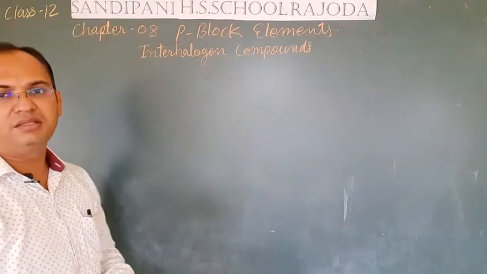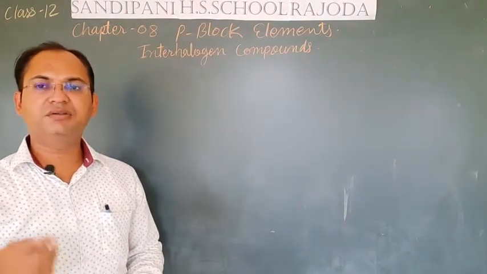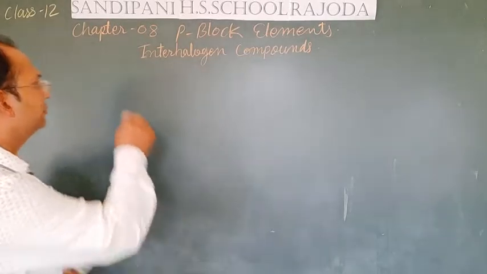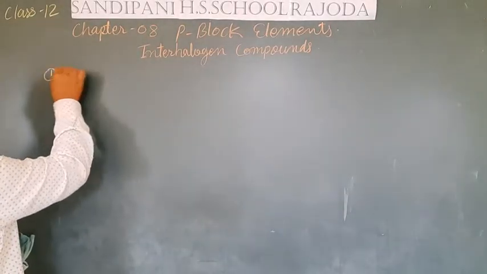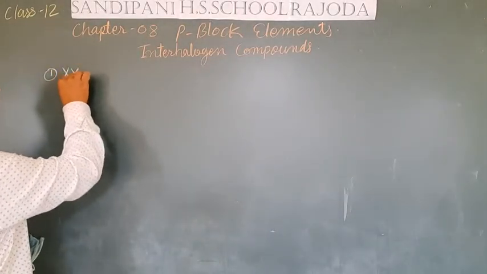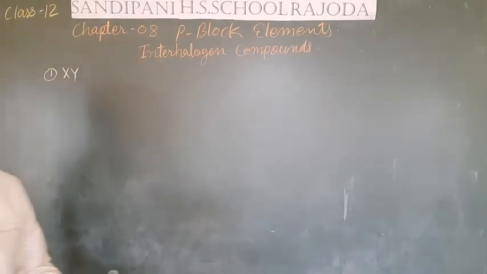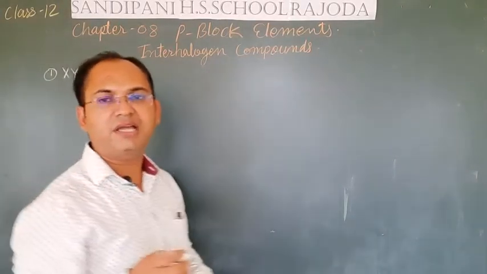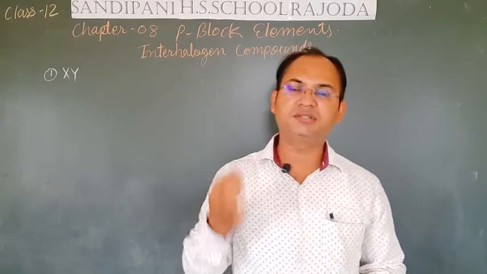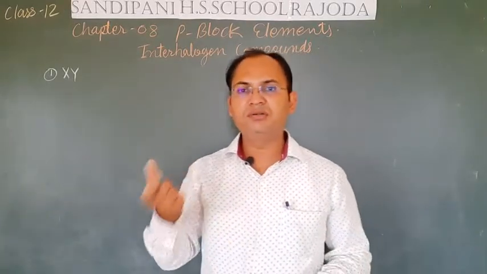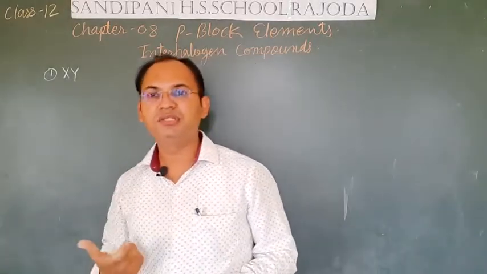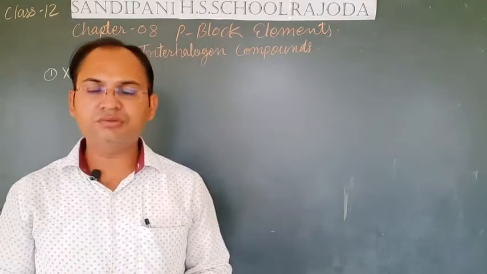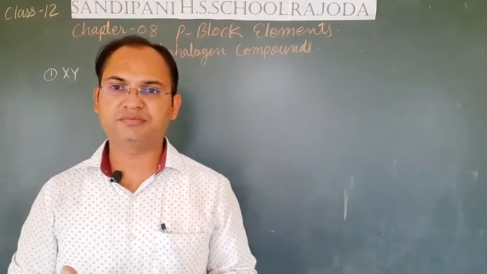Here is the structure of the very first interhalogen compounds, that is, the XY type of interhalogen compounds. The XY type of interhalogen compounds, students, has only a single atom of both the halogens, so it has a linear structure.